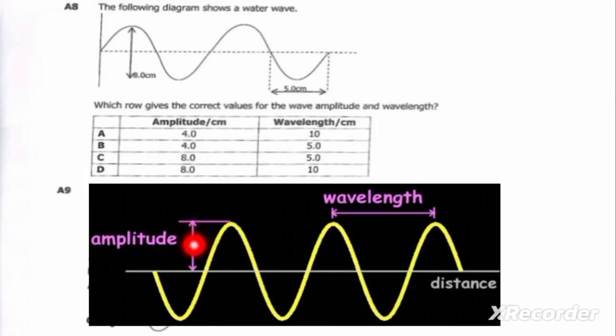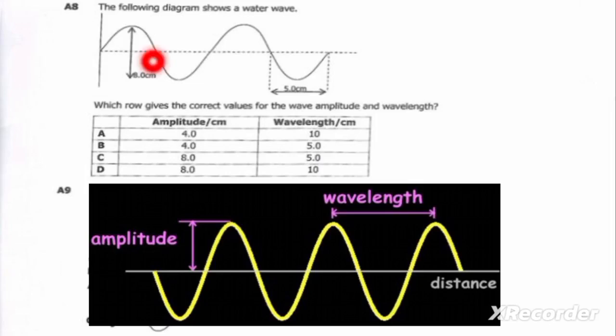the distance between the principal and the crest or trough. Amplitude is the height of the wave starting from this line. Then wavelength is the distance between two successive crests or two successive troughs. Or we can say wavelength is the distance covered by a complete wave.